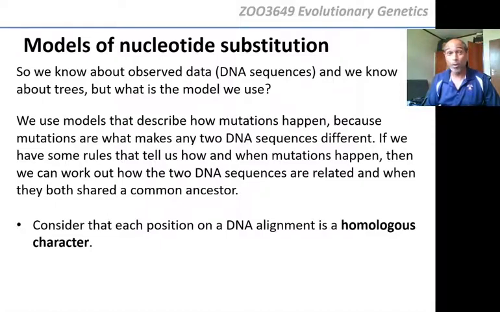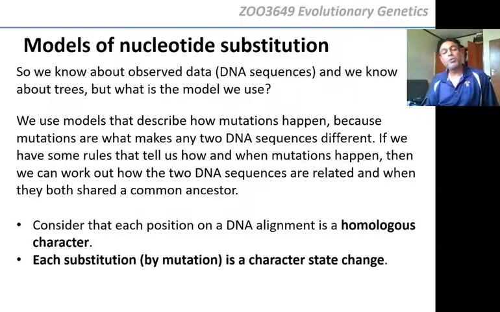And you know now that means we can use any mutation in a DNA alignment to make a tree because they're all homologous positions, okay? So each substitution, that means each time there's a mutation, what happens to that homologous character or that homologous trait? It changes. The state changes, right? So the different states are what? A, G, C, and T, right?